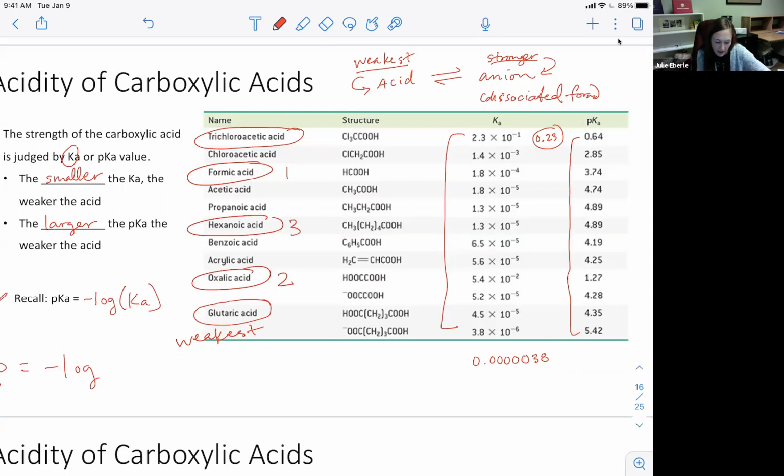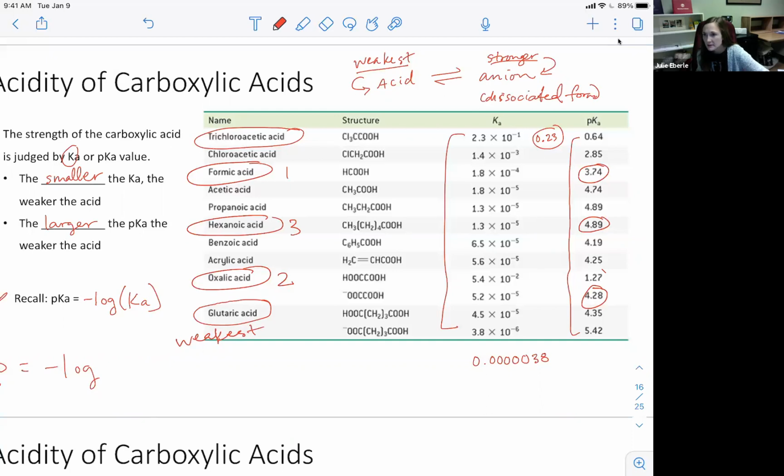So remember, look at the associated pKa values. We've got 3.74, 4.89. Oxalic acid, oh, that's confusing. Let's go with the larger pKa, we'll go with that one. So based on the 3 pKa values that I circled, I didn't realize oxalic acid has 2 before I circled it. Which one is the strongest and which one is the weakest? Could you put these in order?